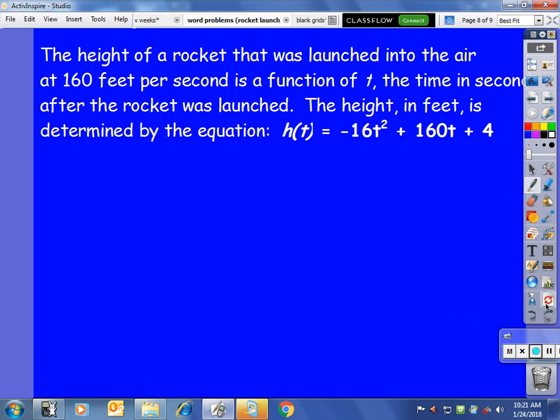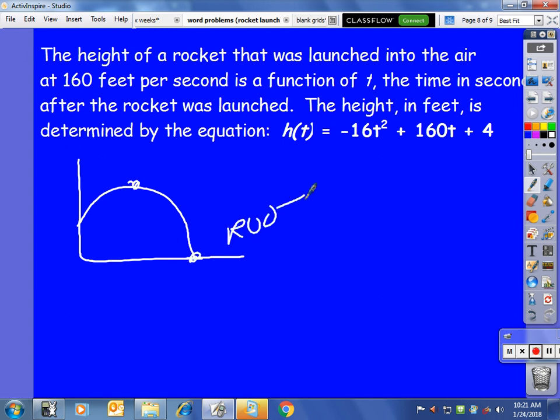Now, what else have I asked you about parabolas? We talked about vertex. What else have I asked you? Domain, which is related to the roots. We're going to get there too. I have definitely asked you about roots.